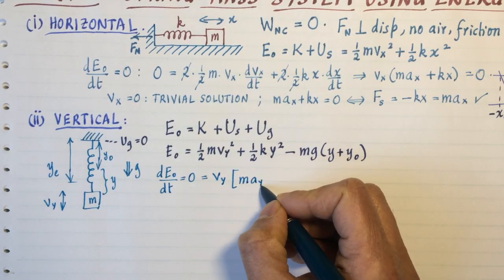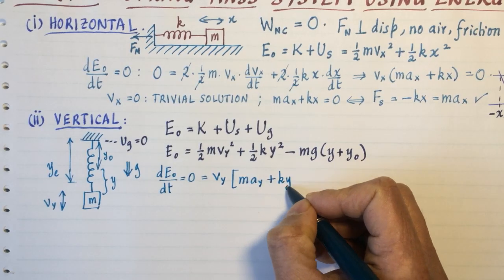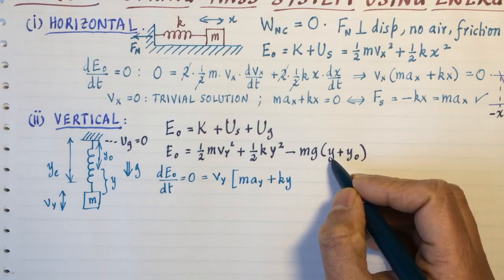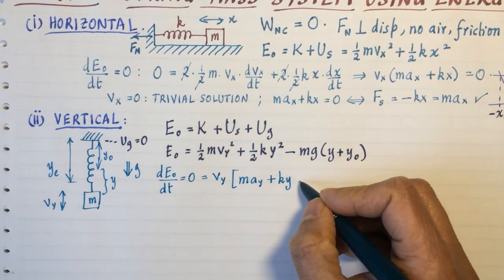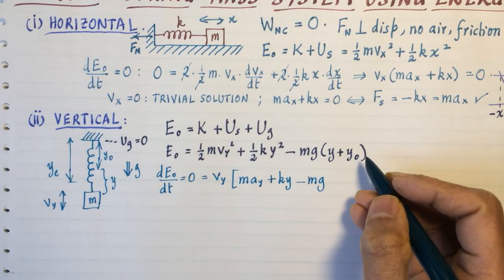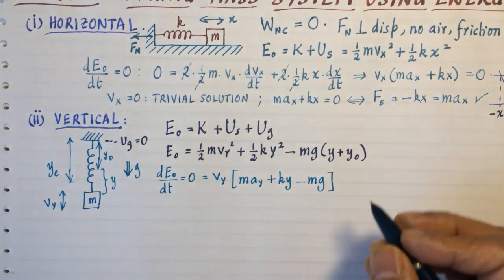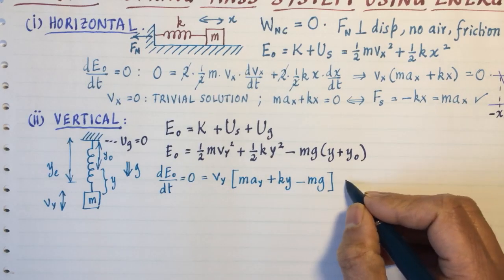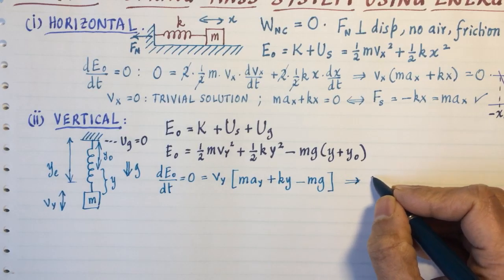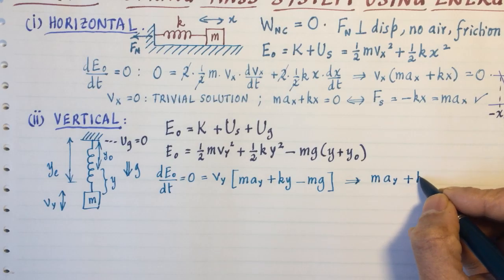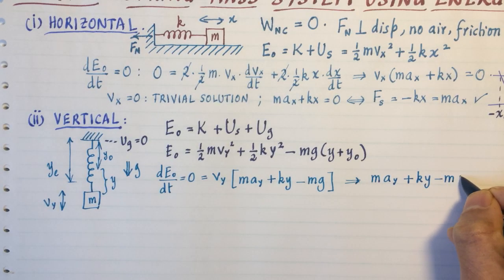m a_y plus k y. And here I would have got mg times dy by dt, which is v sub y, which I've already pulled out. So that's going to just be negative mg. And as I already mentioned, mg y naught when differentiated will give me 0 because it's not time dependent. So that's equal to 0. Once again, you have the trivial solution where the mass just hangs, nothing interesting. So we'll take the non-trivial solution, and that solution is m a_y plus k y minus mg equal to 0.